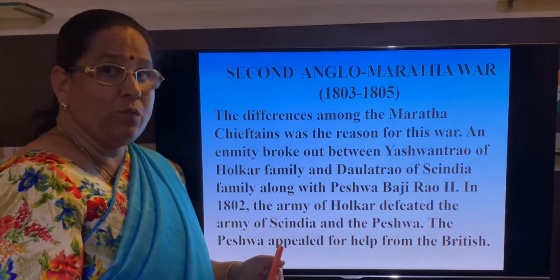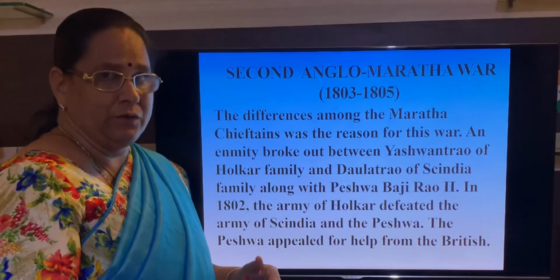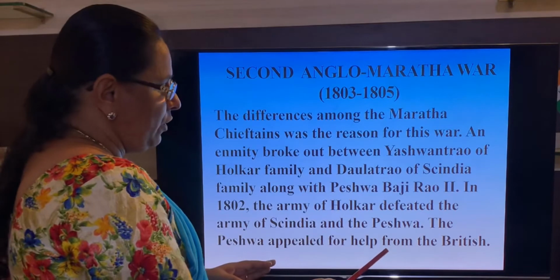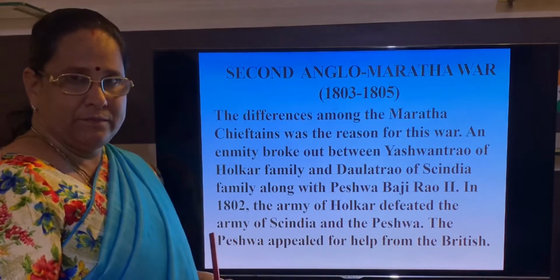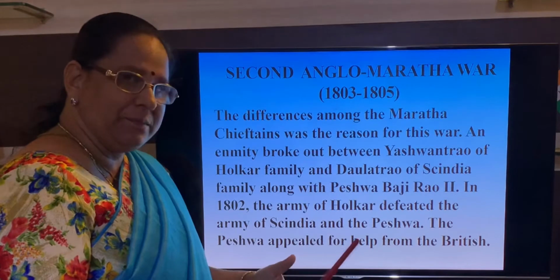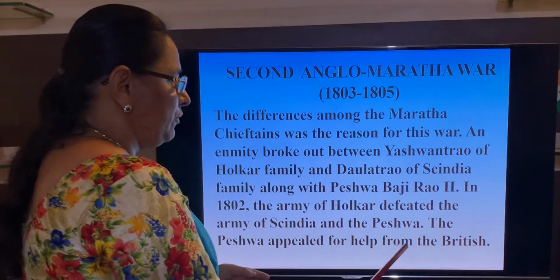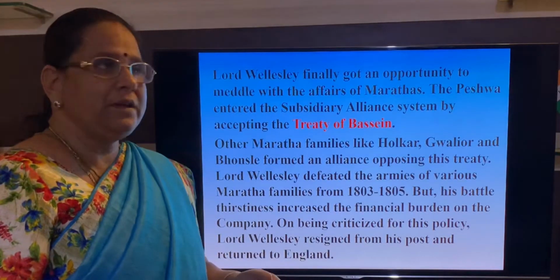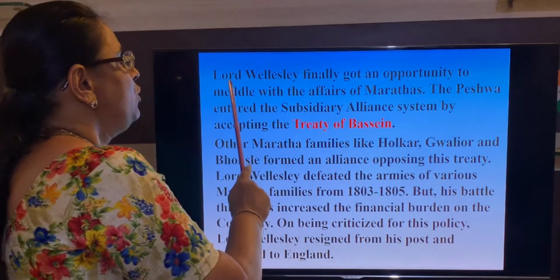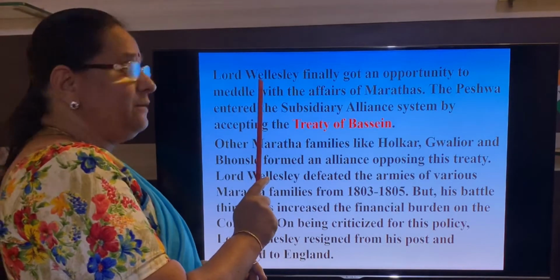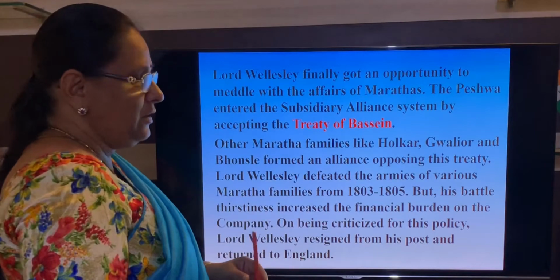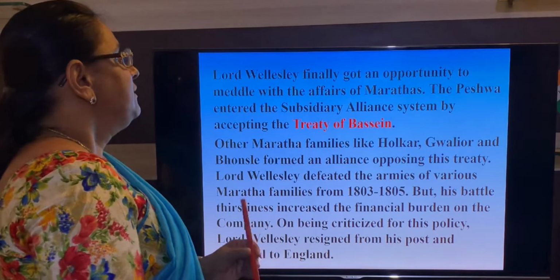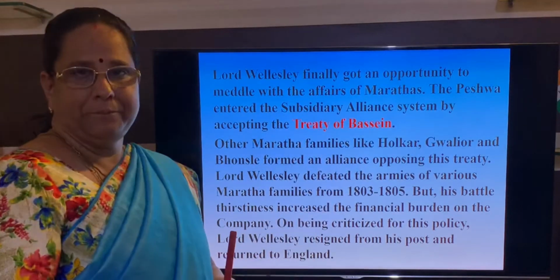Even after this, the war does not stop, it continues. The Peshwa took the help of the British. As the Peshwa lost the battle, he took the help of the British. Till here, have you understood? So finally, who supported him? Who supported him was Lord Wellesley. Lord Wellesley got an opportunity and supported the Peshwa.